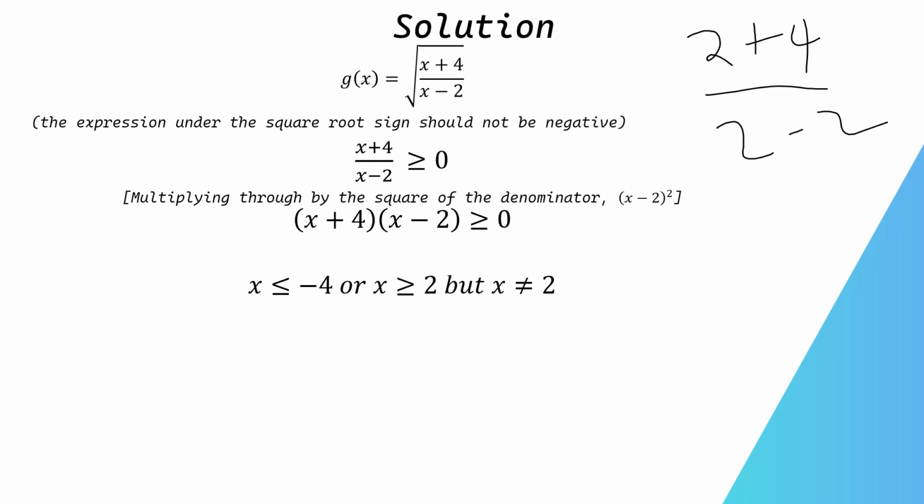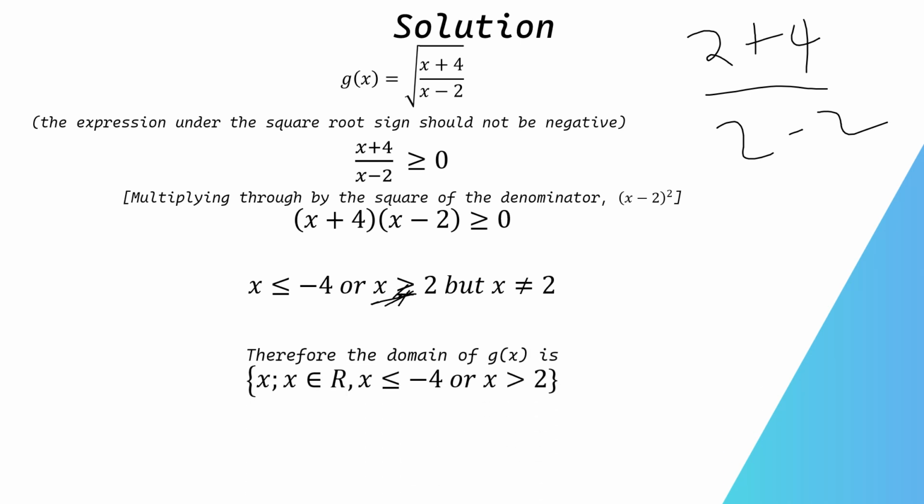So what we can do is we can take away this equal to sign, take it off. So we therefore have our domain to be x such that x is a member of real numbers, x is less than or equal to negative 4, or x is greater than 2.